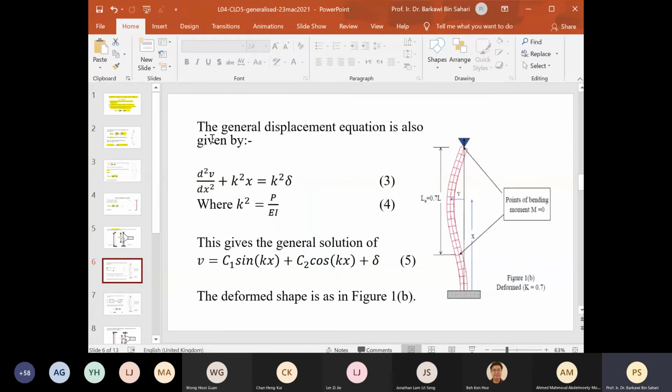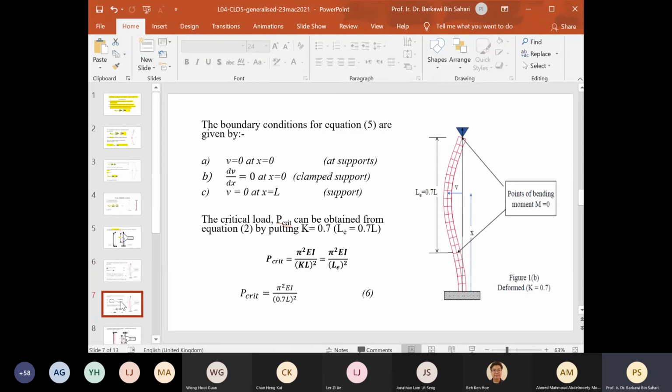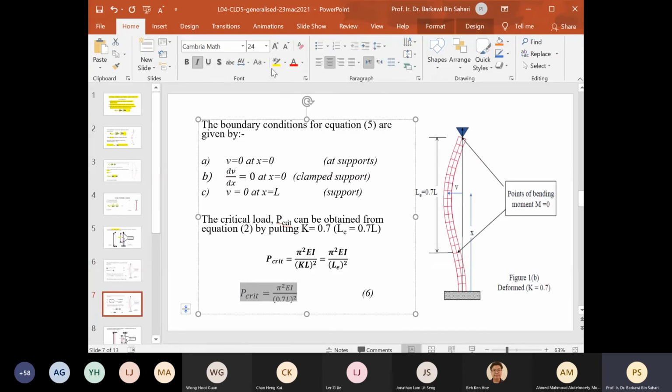Okay, so we can work this one out, the general displacement, K squared equals P over EI. So we have this deformed shape, and L effective is 0.7 L. So we get P critical equal to pi squared EI over (0.7 L) squared.